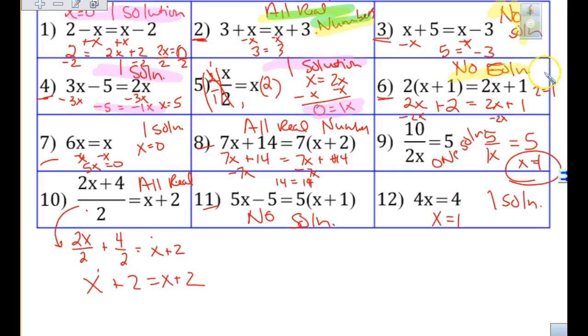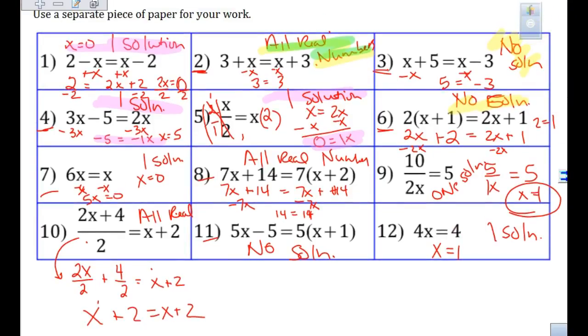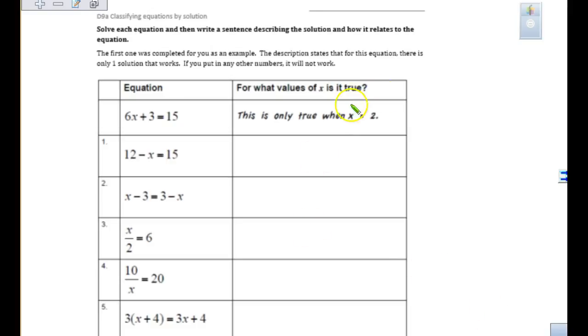Nice. Okay. So as we are looking at these, hopefully these are making sense as you think about what kind of an answer you have, and as you look at your solutions. No solution is when you had two numbers that were not equal. Always remembering that, okay? All real numbers is when we have two of the same numbers equal. And then our one solution, that's when you got the variable equal. On the quiz, you will see some of each type, okay?